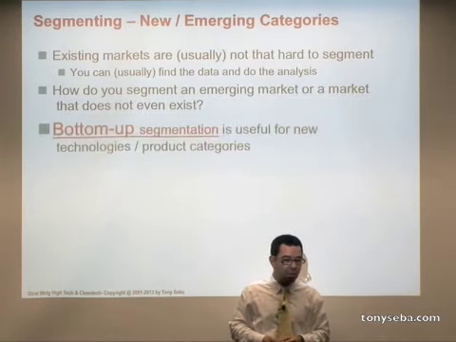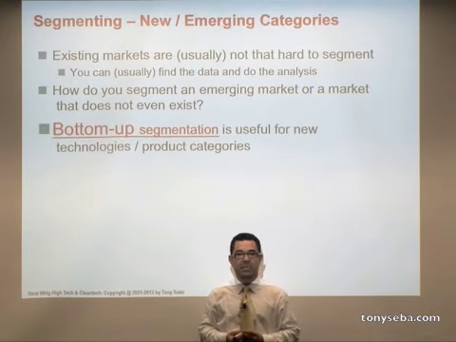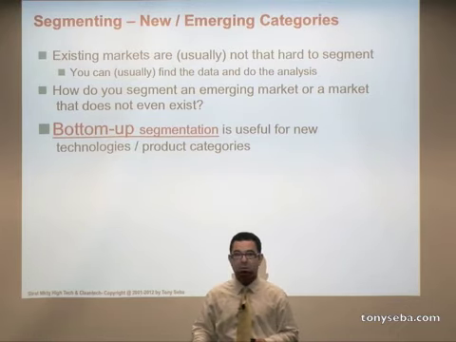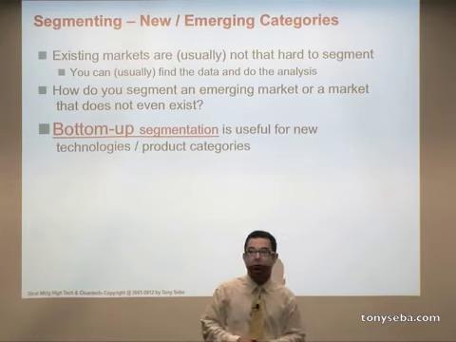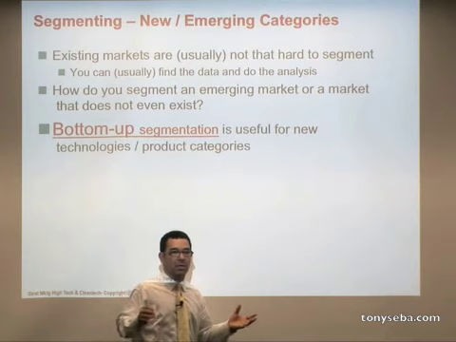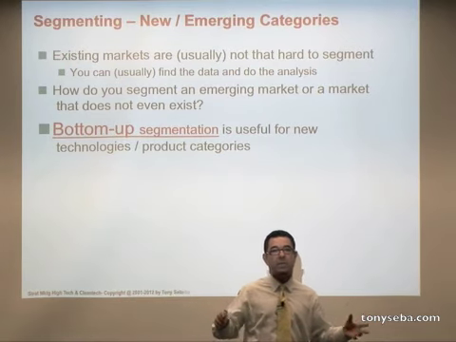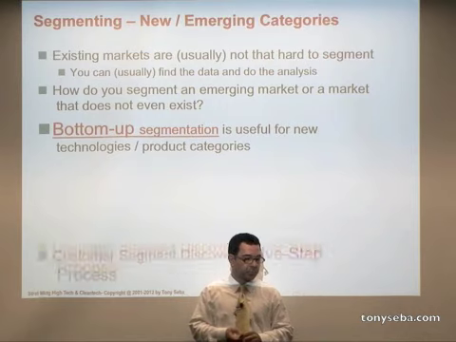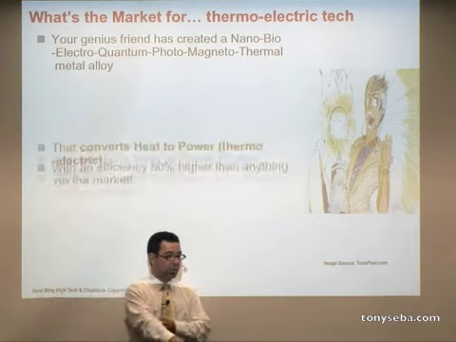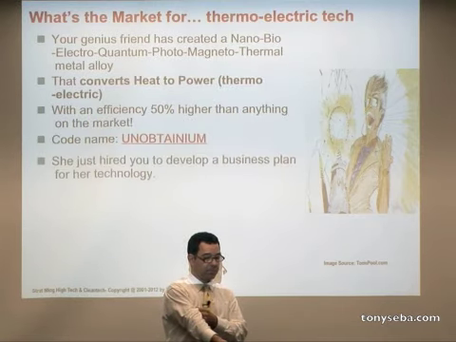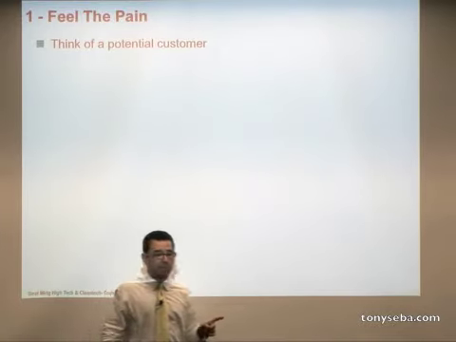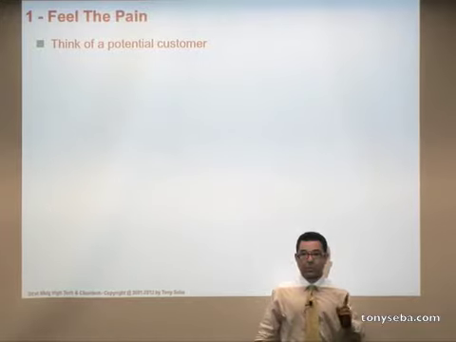So what we're going to do is bottom-up segmentation, which is going to be slightly different, actually very different, from the top-down that most existing companies in existing markets will do. Okay, and it's a 5-step process. So back to our Unobtainium product. Okay, 5 steps. Number 1, feel the pain. Feel the pain.